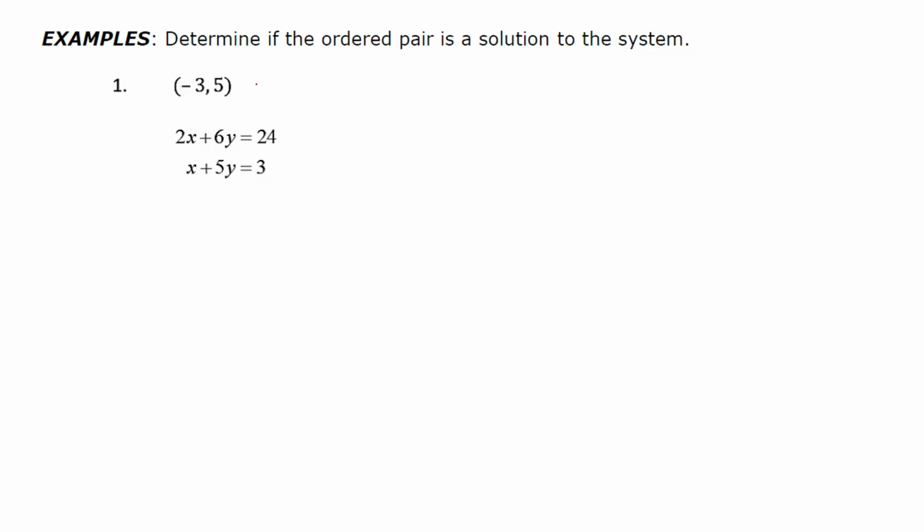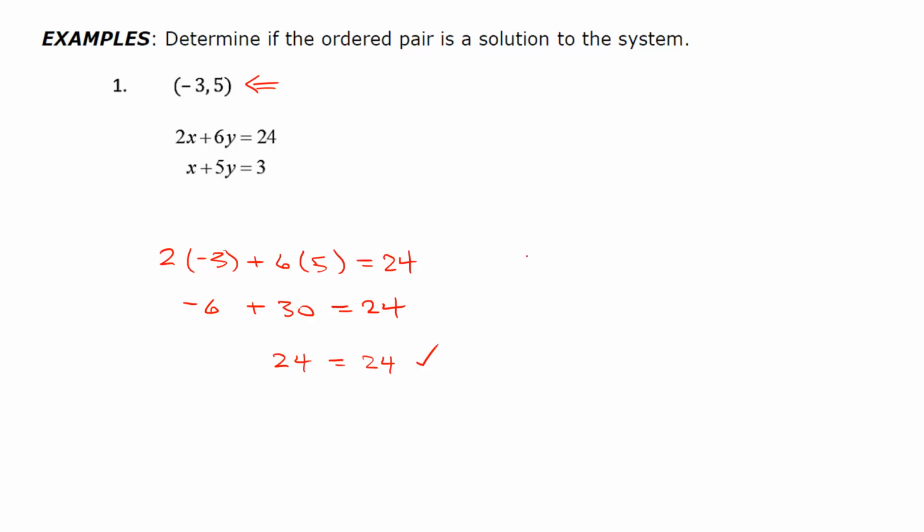In order to determine whether this ordered pair is a solution, we're going to have to substitute this ordered pair into both equations. So we'll take 2 times -3 plus 6 times 5 equals 24. And that would get us -6 plus 30 equals 24. -6 plus 30 is 24. So that's true. So it's a solution to the first equation.